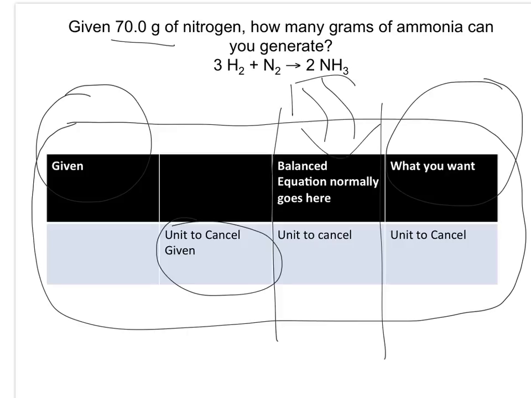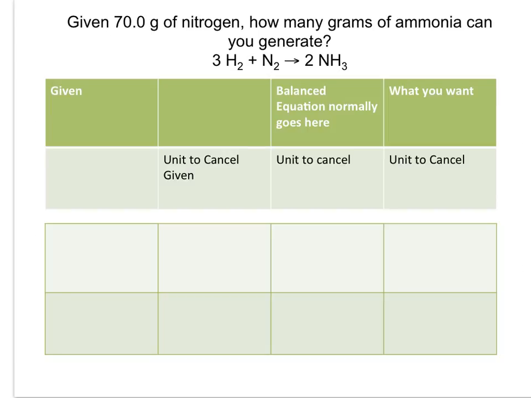Given 70 grams of nitrogen, how many grams of ammonia can you generate? So I have that set up here. So what I'm going to do is I'm going to go ahead and input 70 grams of nitrogen into the far upper left. What I want is grams of ammonia. The molar mass for grams of ammonia is 17.03 grams of NH3.